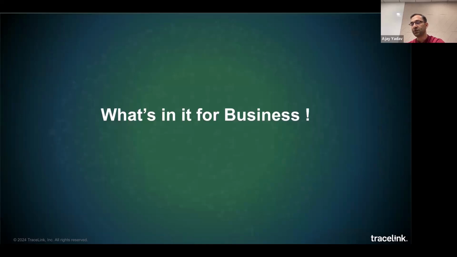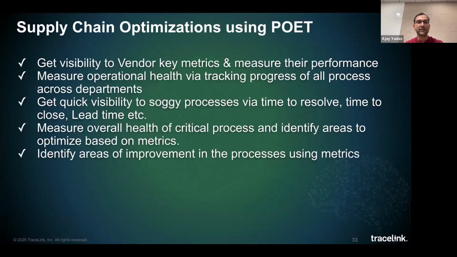Now let's understand. We talked about all the capabilities that Poet provides, right? And how it provides them. But we need to understand what's in it for a business. Why would anyone want to have a Poet? So basically, the first thing that a business gets is the visibility to the vendor. How exactly are they doing? And they can measure that performance through the matrices and can quantify their performance as well. That helps to really put together a very curated plan of action.